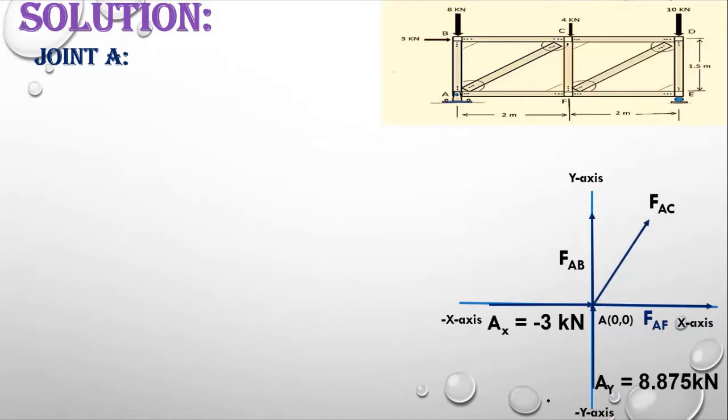You can see here, there is an inclined force acting at joint A, FAC. If I draw the triangle here, you can see the perpendicular vertical height will be 1.5 meter, and the horizontal width, or base, is 2 meter. So we have to calculate first what? We have to calculate the angle between the positive x-axis and FAC. We have to calculate this angle, and this angle should be the same.